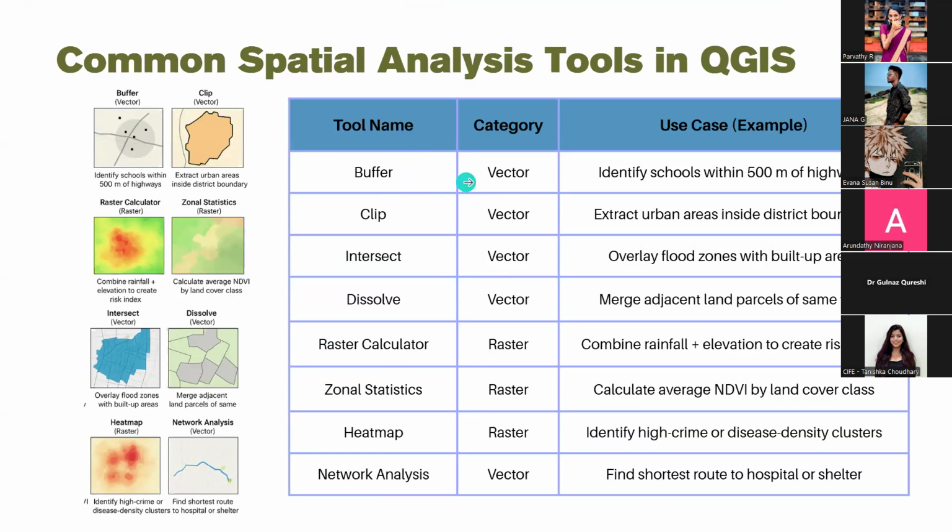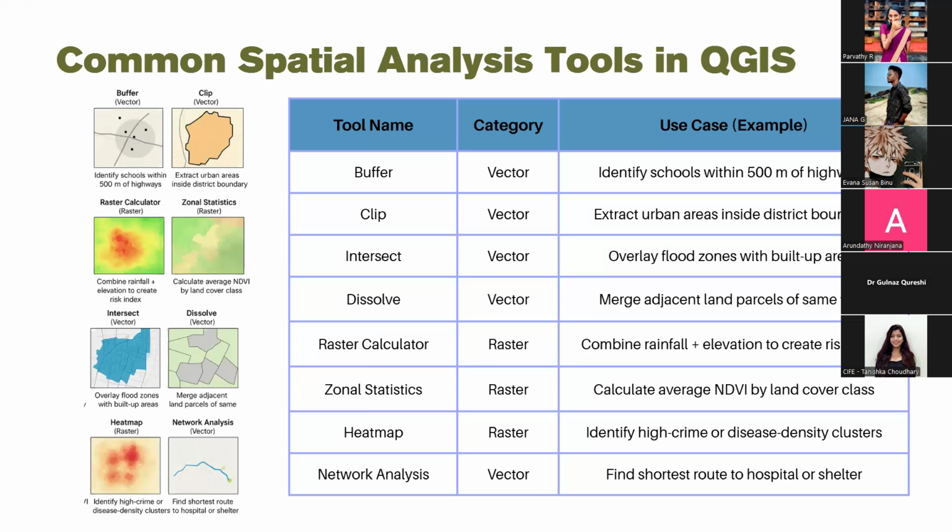For vector, it is buffer. Buffer means it creates a zone around a feature. Feature means points, lines, and polygons, commonly referred to as features. So a particular zone will be created around it. For example, we create a 500-meter buffer around highways to identify schools that fall within that zone. We will create buffers near flood-prone zones. It is used for proximity analysis like environmental impact or service coverage.